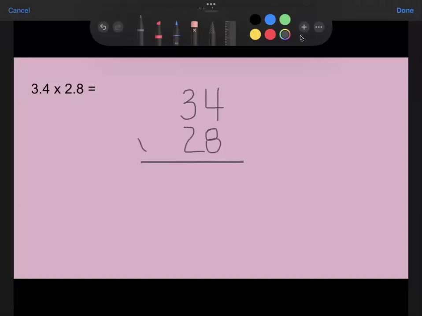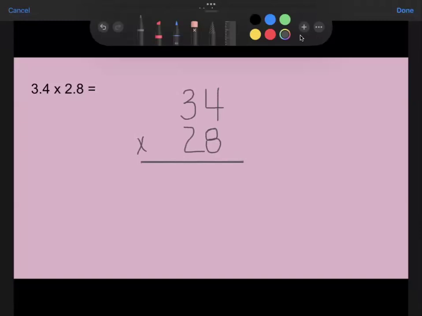Now, if when you do your multiplication, you like to use a different method, like a box method or a partial product method, that is totally fine. For this video, I'm just going to show you using the standard algorithm method. But if you have a different way that you like to multiply, please go ahead and do that. And then we'll talk about what to deal with the decimals after that.